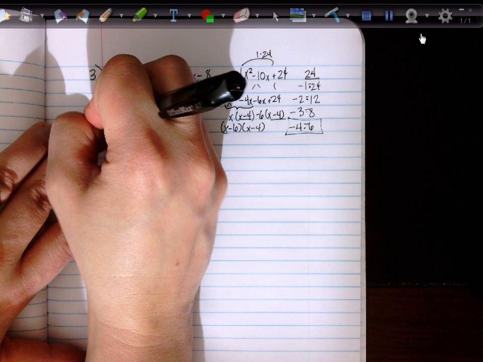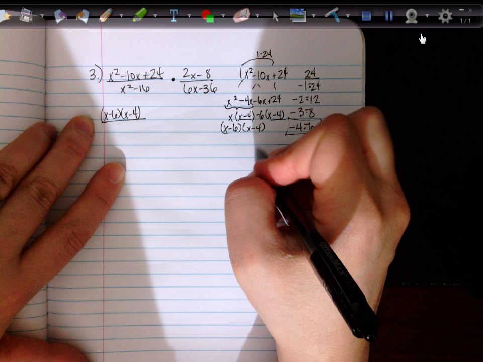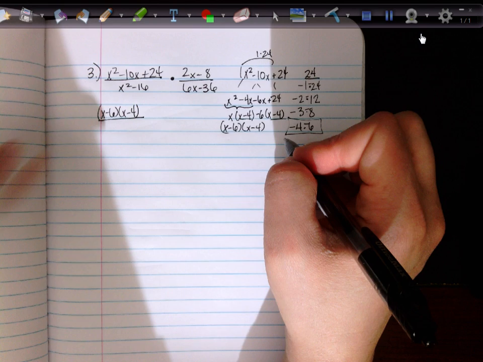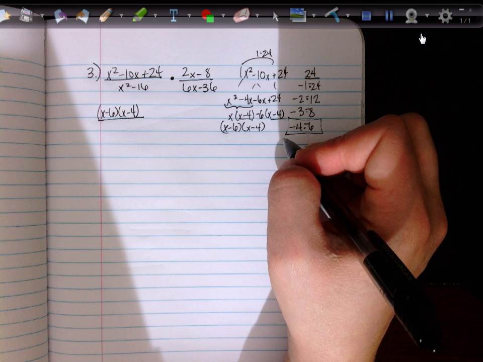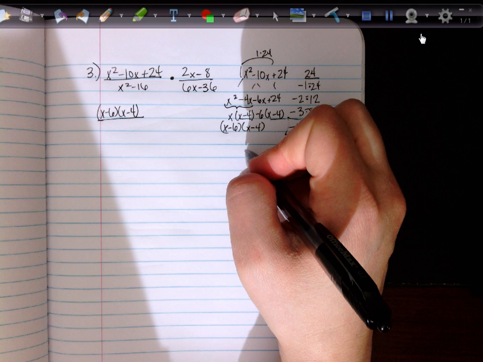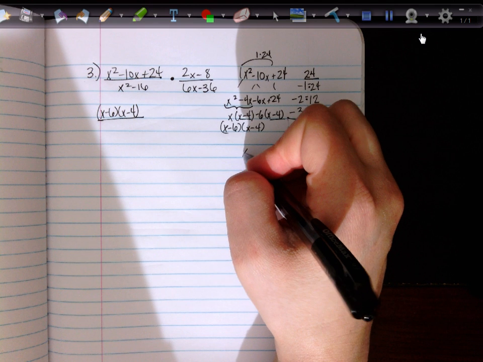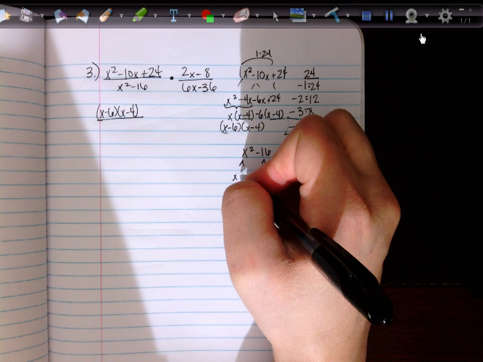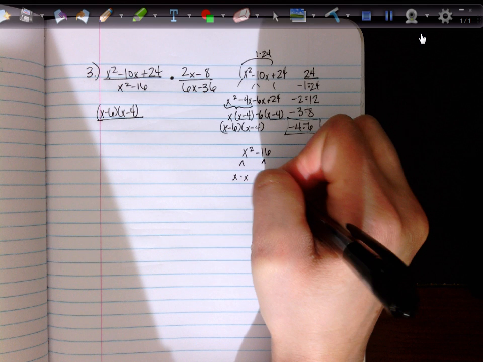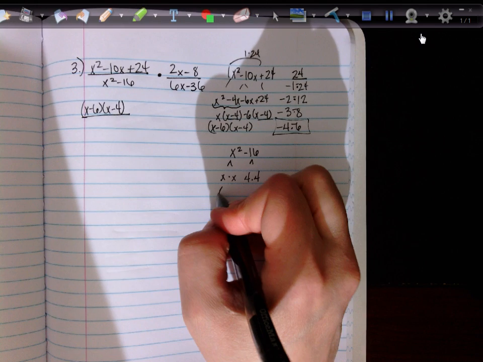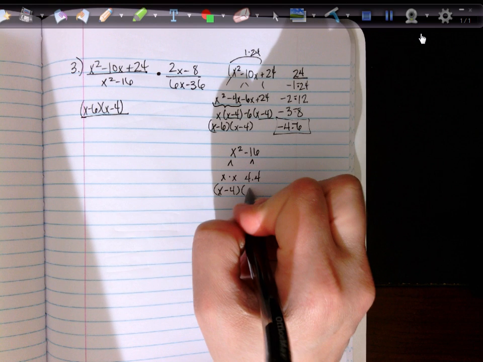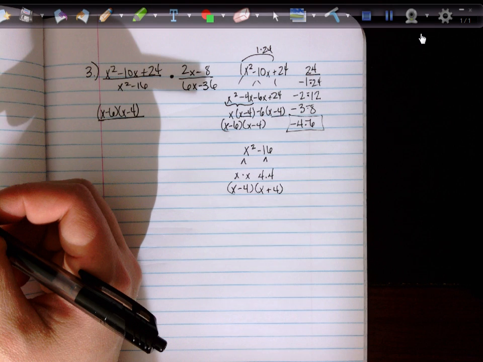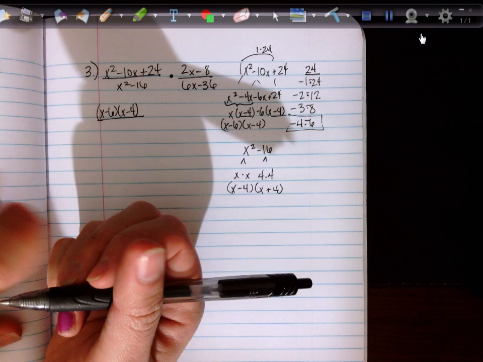So now let's look at the bottom. I have x squared minus 16. X squared is the perfect square of x times x, and 16 is the perfect square of 4 times 4. So there's a minus sign in the middle, which means that I can factor it by this rule. And that's going to give me x minus 4, x plus 4, because that's the rule when it comes to factoring perfect squares. So I'm going to put that in the denominator.